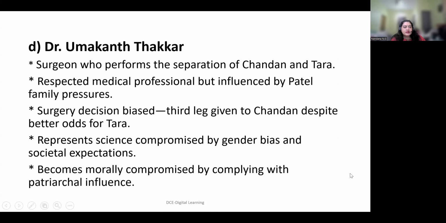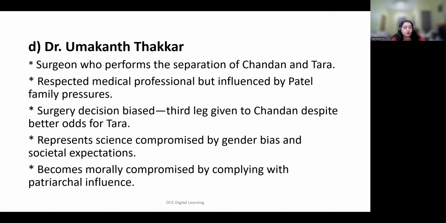The next character sketch, Dr. Umakant Thakkar. He is the surgeon who performs the separation of Chandan and Tara. He is a respected medical professional but influenced by Patel's family pressures. He indulges in the surgery to separate the twins, but the surgery decision is biased. The third leg is given to Chandan despite better odds for Tara. So Dr. Thakkar represents science compromised by gender bias and societal expectations.